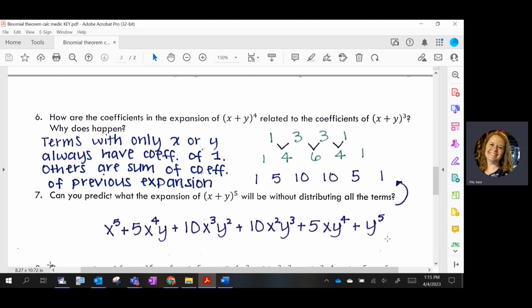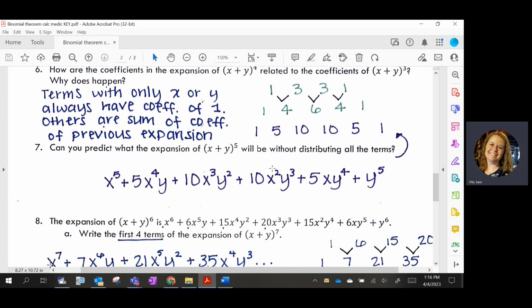Does that make sense? Okay, so my reasoning here is me showing that relationship, and then I just put it in words. The terms with only x or y always have a coefficient of 1. So notice it always starts with a 1 and ends with a 1. There's always a 1 on the ends. Okay, and then the others in between are the sum of the coefficients of the previous expansion. So it just keeps going down the line. You keep adding another line and adding the previous terms. Does that make sense?